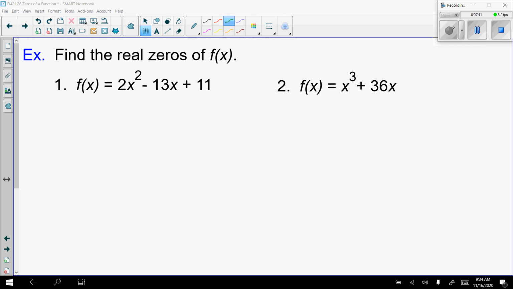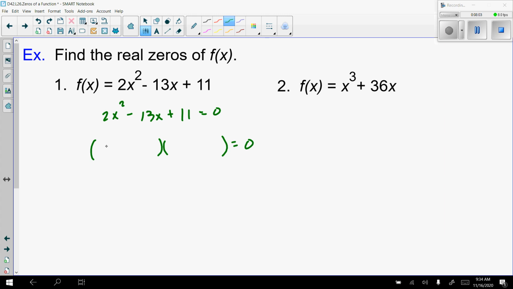In order to find the zeros of a function, I must set that function equal to 0, so let's do that. Therefore, I'll take 2x squared minus 13x plus 11 equals 0. This is a quadratic equation. So let's see if we can factor this into 2 binomials.